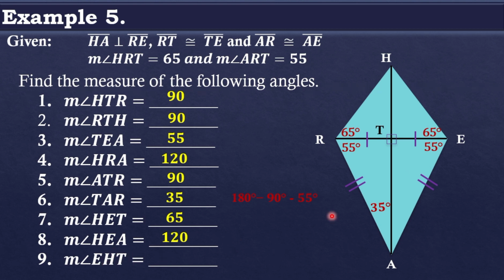And then, angle EHT. So, ito si EHT. So, ganun ulit. The sum of the interior angles of a triangle is 180. So, i-minus lang natin sa 180 si 90 at si 65 para makuha natin to. So, 180 minus 90 is 90. 90 minus 65 is 25. Okay. So, therefore, this is 25 degrees.